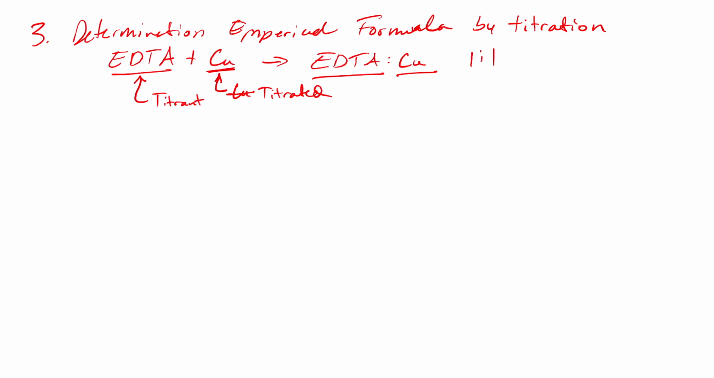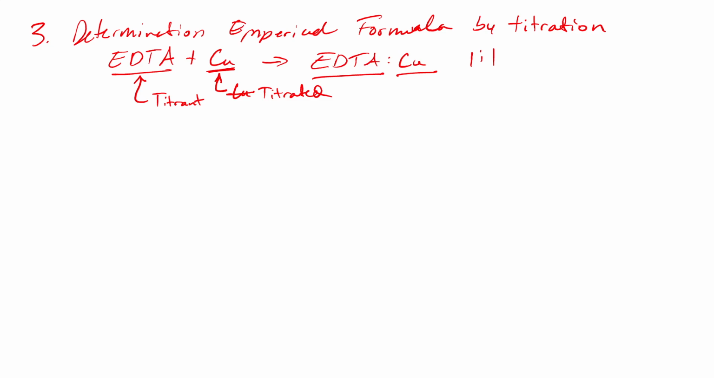Okay, all right. So previously, when we were talking about acid-base titration, the titrant was always the base, and the titrated was the acid, right? Well, in this case, the acid EDTA is the titrant, and then the copper is the titrated, right?